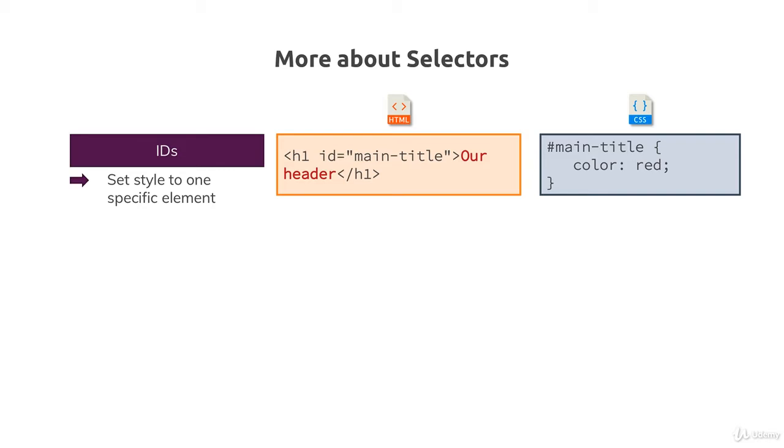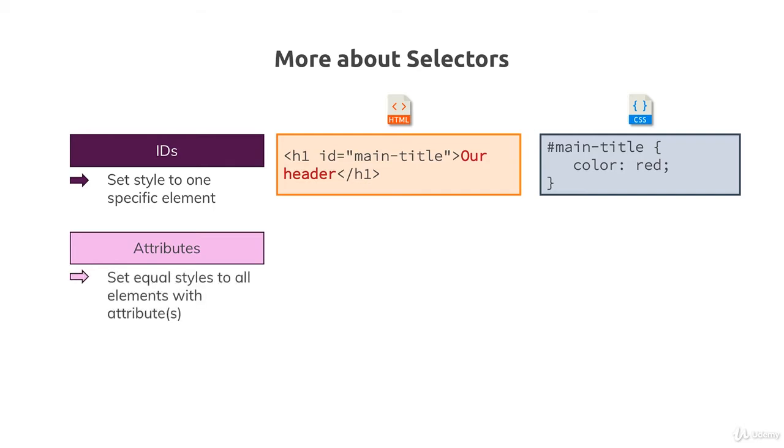Now, the last type of selector, of main selectors you have, are attribute selectors. There you select HTML elements by the attribute they have, and this again can select multiple elements, unlike the ID selector, which only selected one. Here, you set the equal style to all elements with the same attributes.